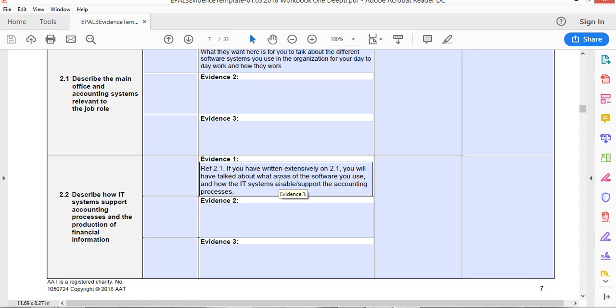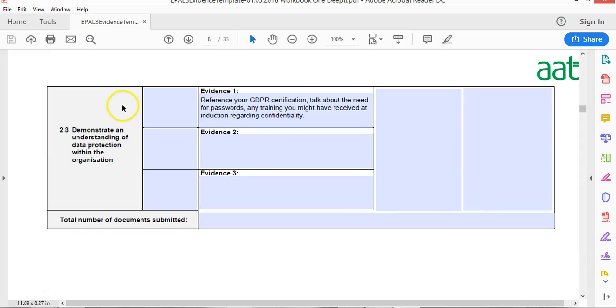So that's kind of the issue. If you can do 2.1 properly, because this one now says describe how these systems support financial information, then you can reference 2.1 by talking about 2.2. So once you talk about 2.2, you can just say reference 2.1, I've already talked about this, right? So it's almost about making sure you write extensively, because they're all really asking the same thing.